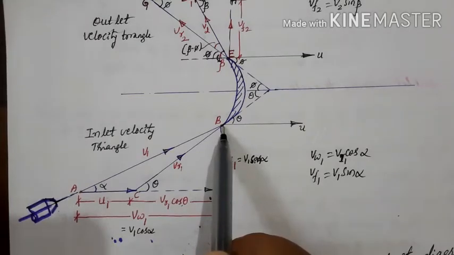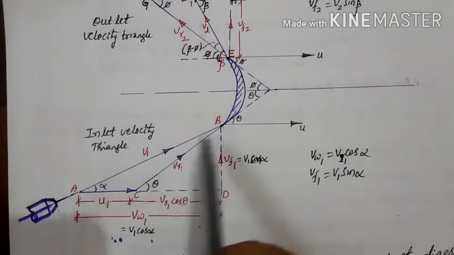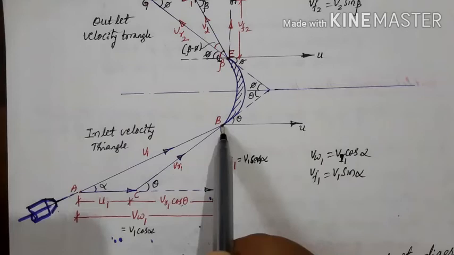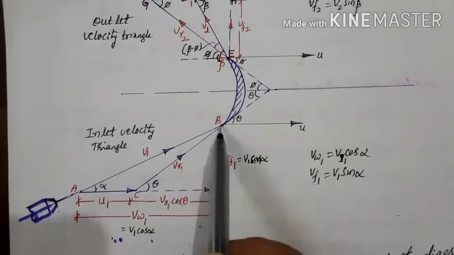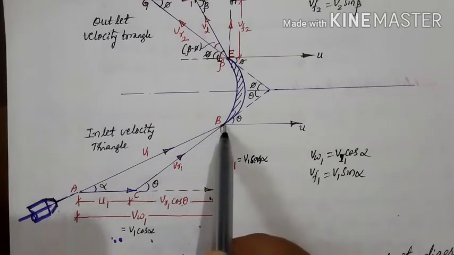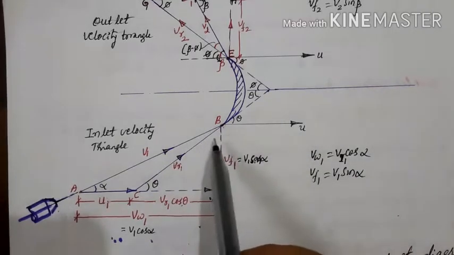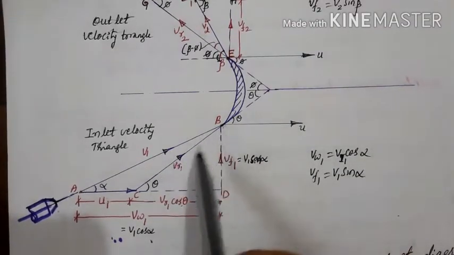As the jet strikes tangentially, the loss of energy due to impact of the jet will be taken as 0. And in this case, as the plate is also moving, the velocity with which the jet of water strikes is equal to the relative velocity. The velocity with which the jet of water strikes is equal to the relative velocity, the relative velocity of the jet with respect to the plate.